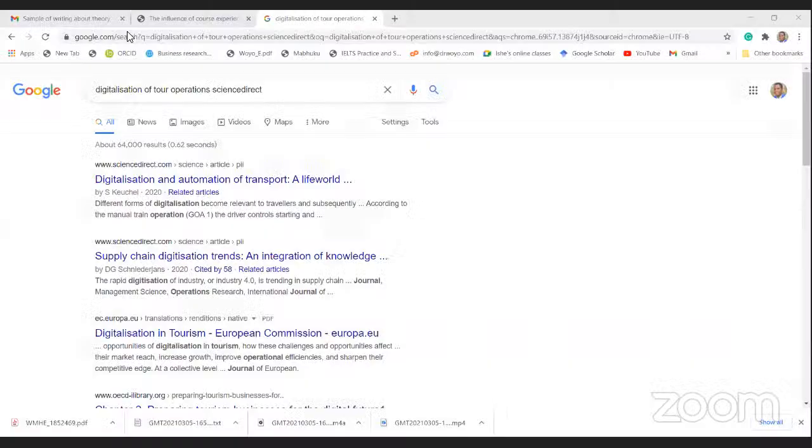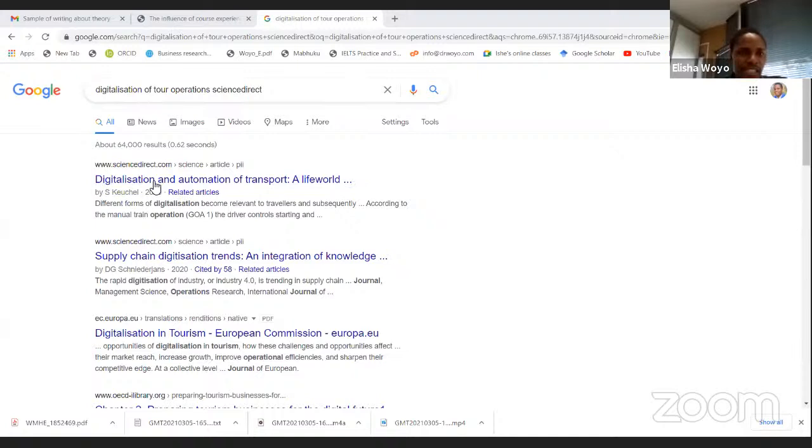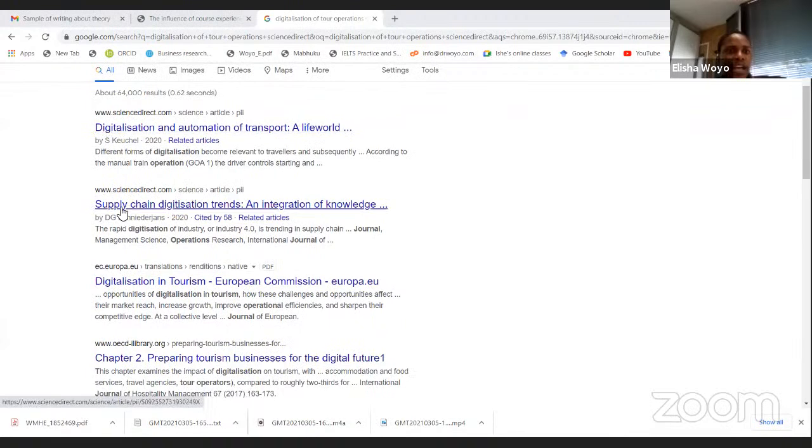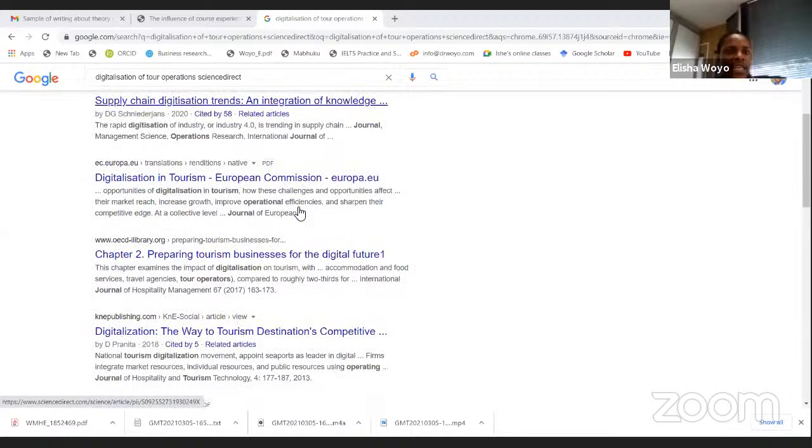Okay, so let me just show you. I have just hit Google search, and from Google search, I have found that there is digitalization and automation of transport. This is literature that speaks to what you are writing. Supply chain and digitization trends, it also speaks to that. So I think, in my view, literature is available. It just depends on how you search for it.